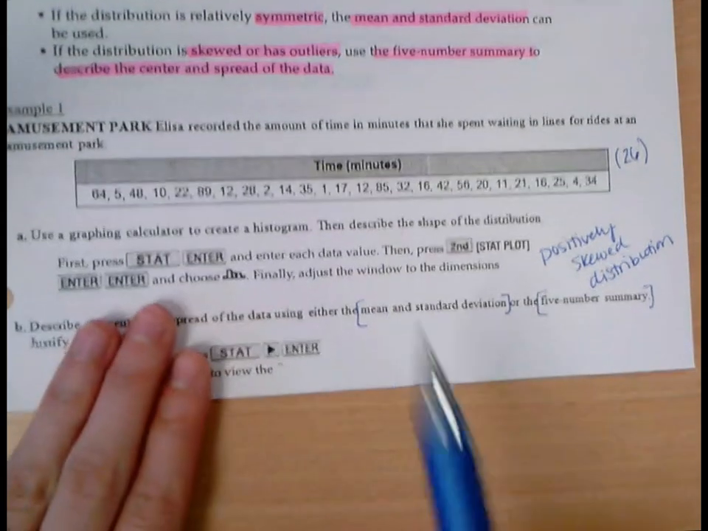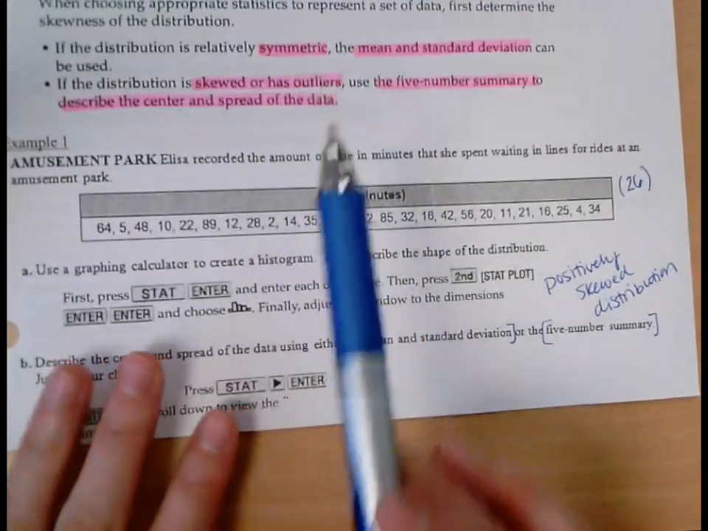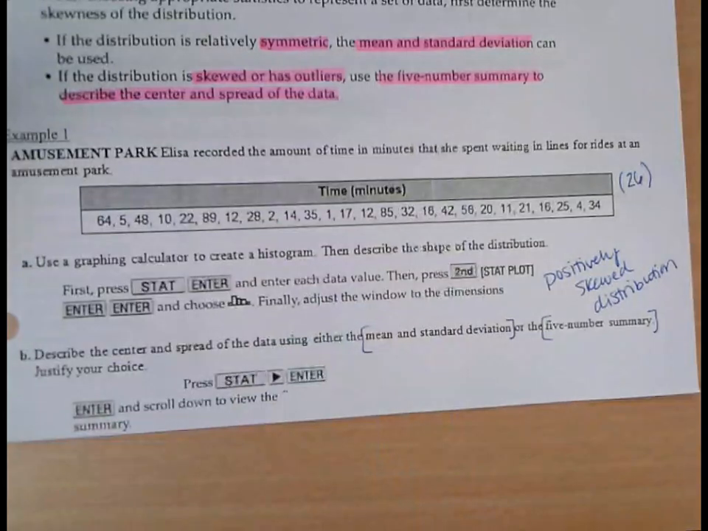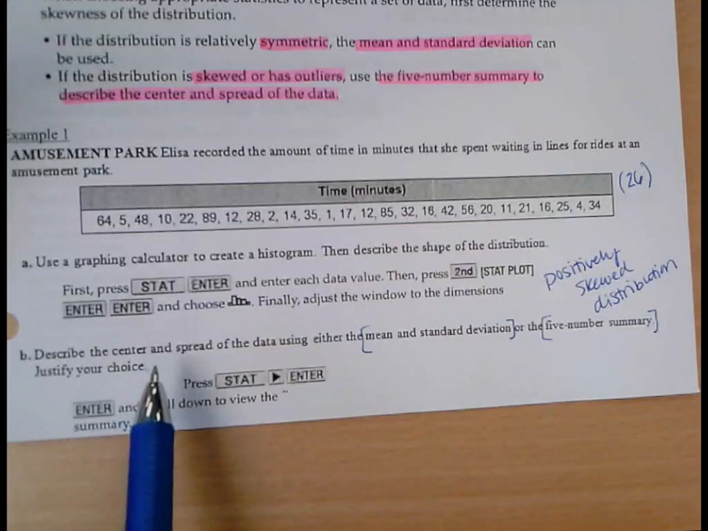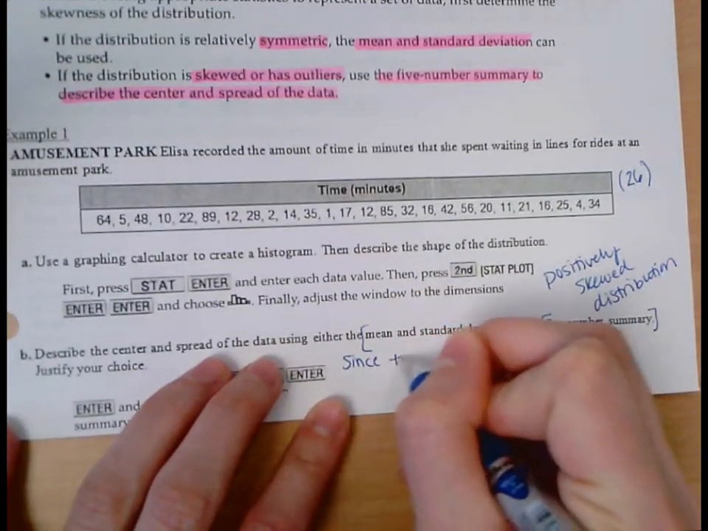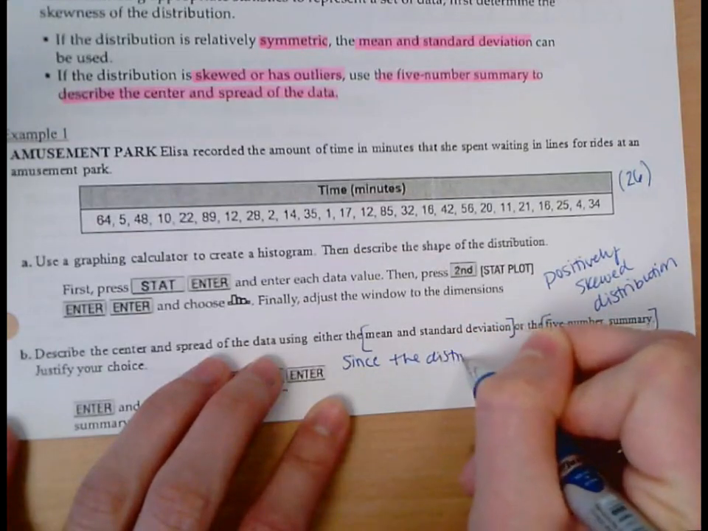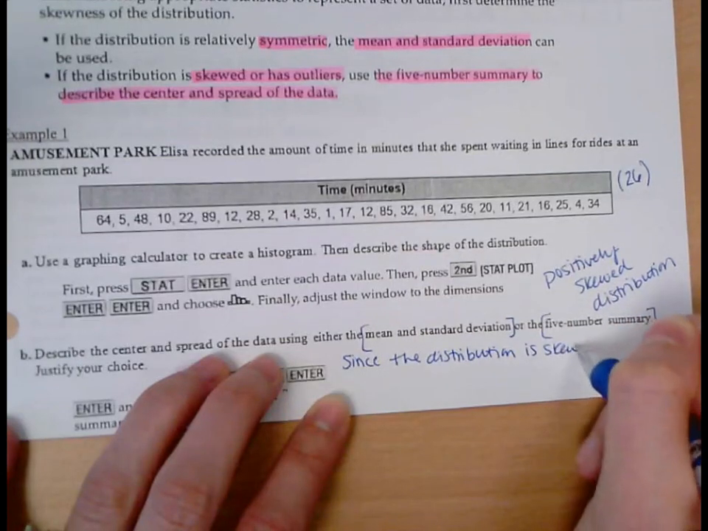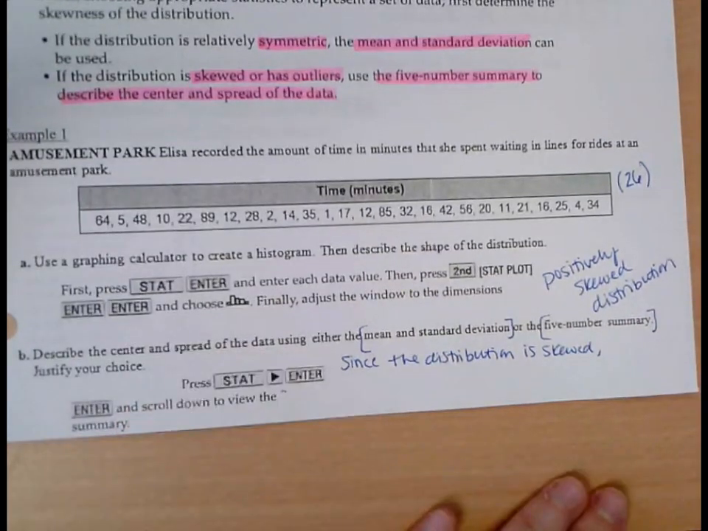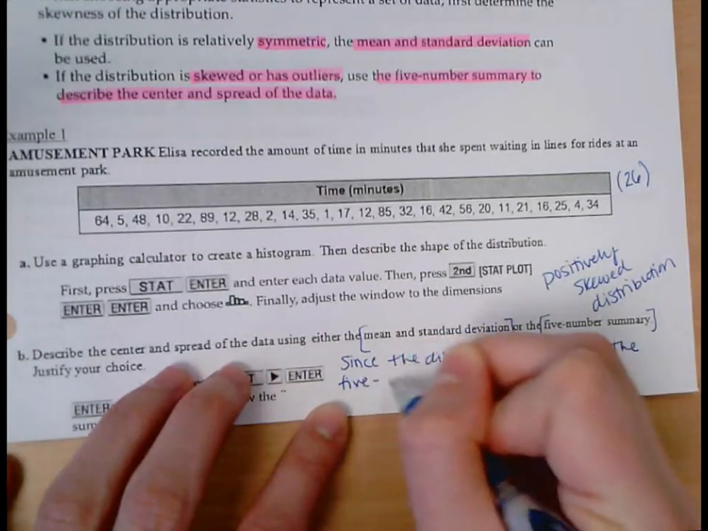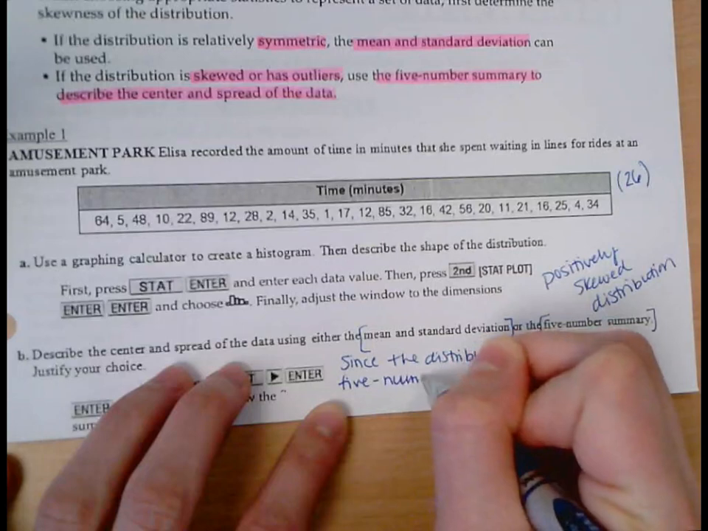So this is what you have to remember from what's up above. If your distribution is skewed, you will always use the 5-number summary to describe it. So I'm just going to make a note because it does say to justify. I'm just going to write here: Since the distribution is skewed, the 5-number summary should be used.